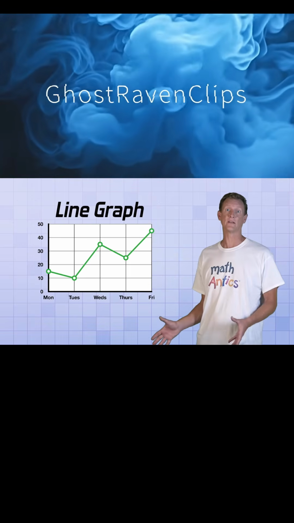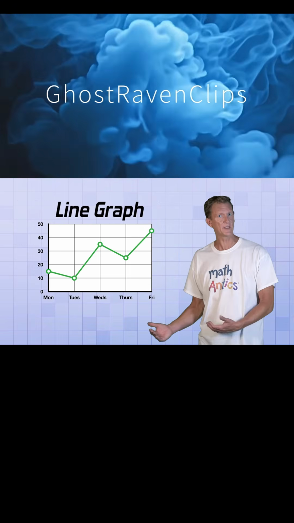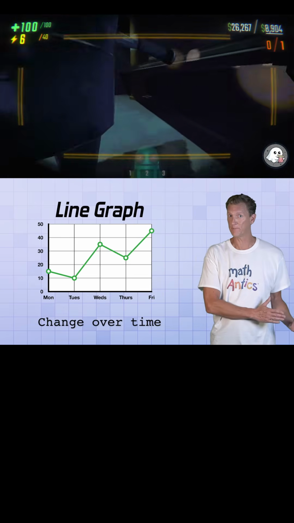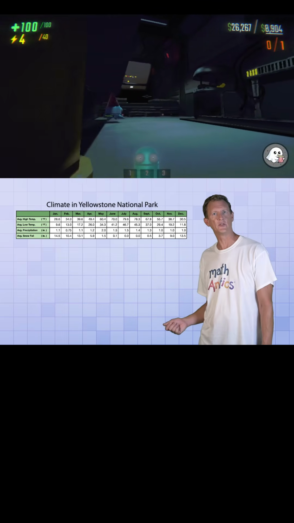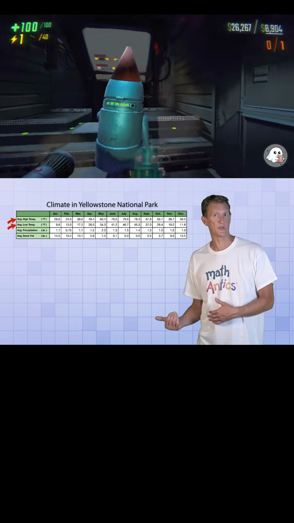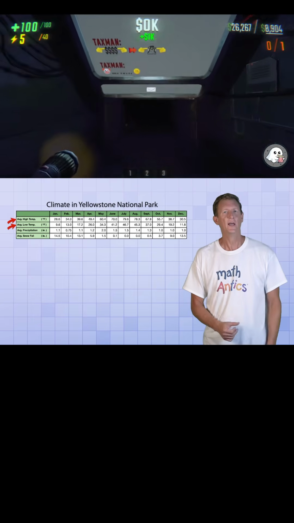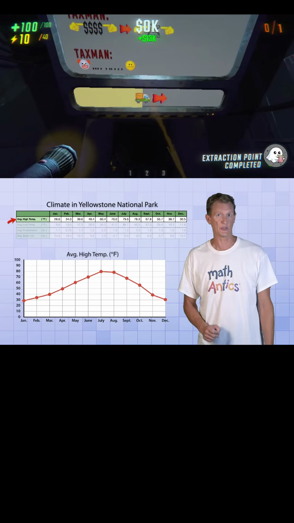Line graphs are great for many types of data, especially data about how things change over time. The Yellowstone data table we saw previously also had data showing how the average high and low temperatures change throughout a typical year. Here's a line graph of just the high temperature data.